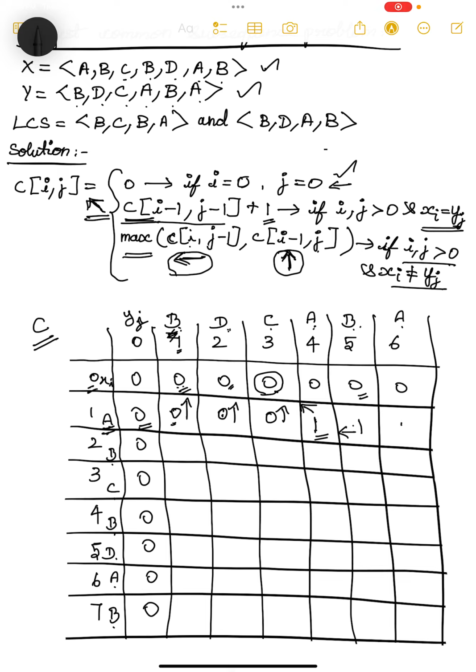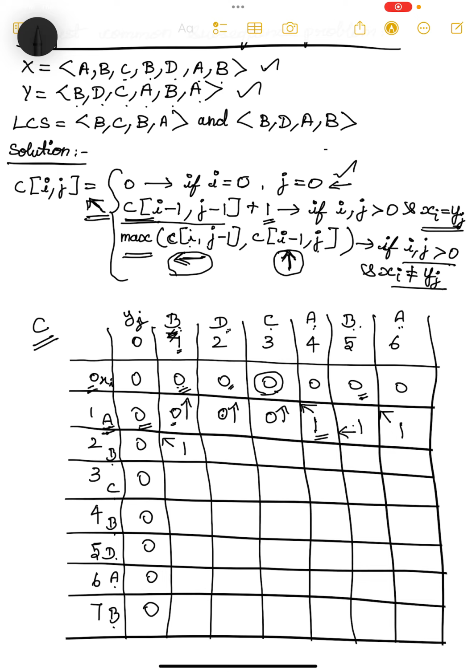Now, what is this one? For this entry, yj value is A, xi value is also A, both are same. If both are same, the second condition we can use. Whichever value is available in the previous row, previous column, that value can be taken, and with that 1 must be added, and this slanting arrow mark we have to put. In this way only we have to fill all the values. And here it is B and B. That means the previous row, previous column value 0 is taken. With that 1 is added, and we are getting 1, and I am putting a slanting arrow mark.